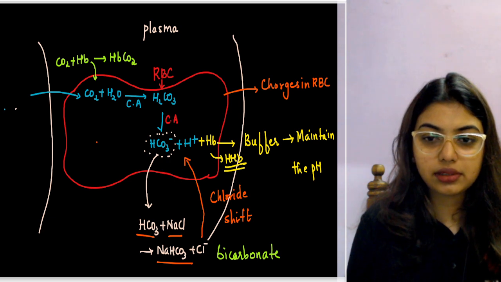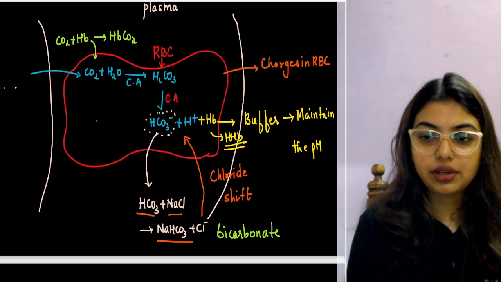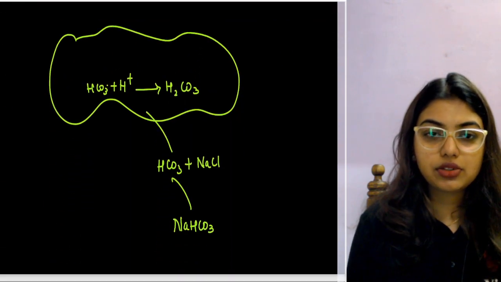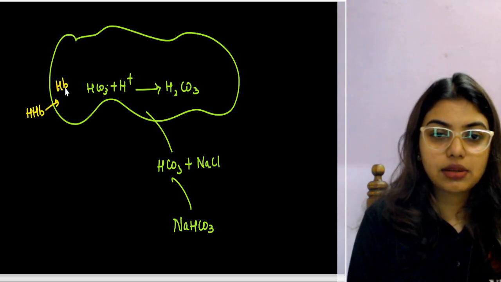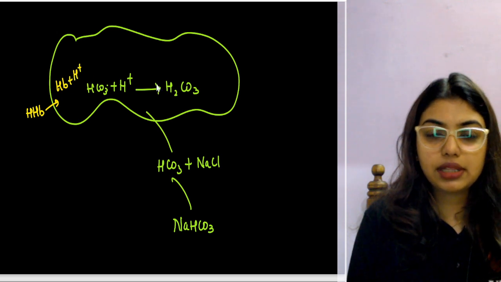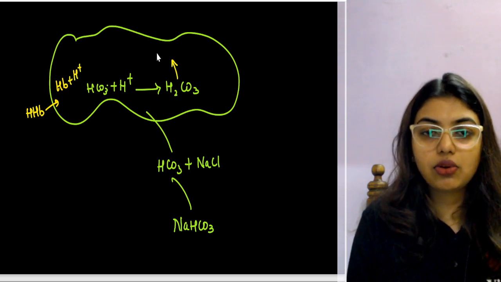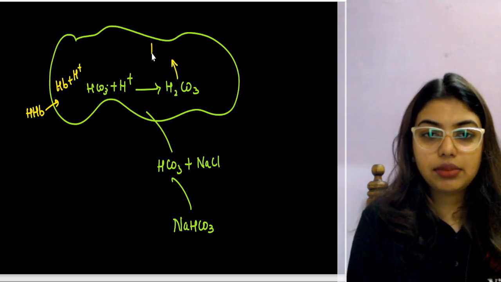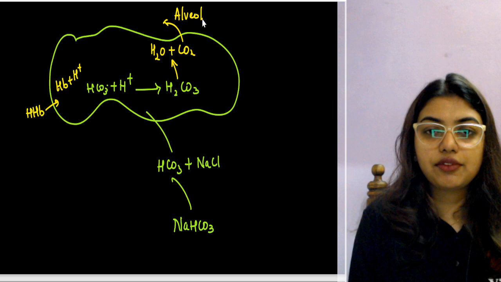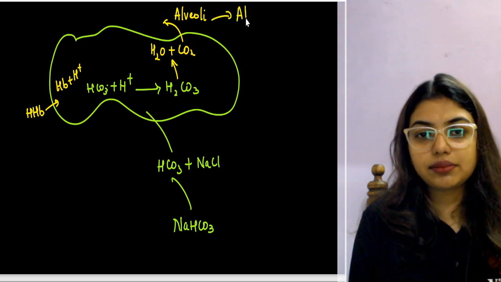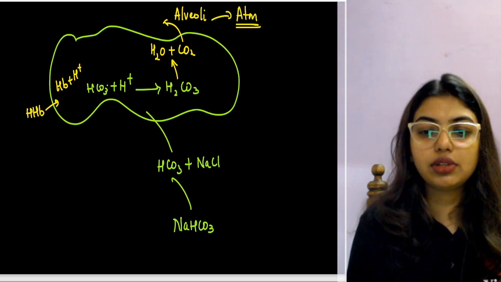Now, what happened? Now students, look here. What is going to happen? This HHB is going to break and HB plus H plus is going to come, and then they are going to combine. Now this will go and this will again break to H2O plus carbon dioxide. Now this carbon dioxide is going to the alveoli and from the alveoli it will go to the atmosphere.